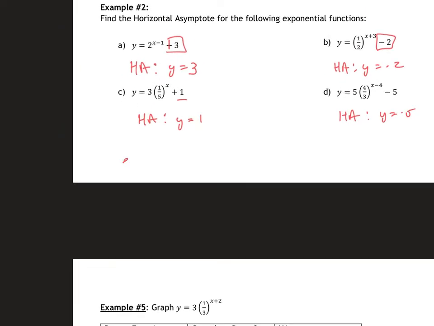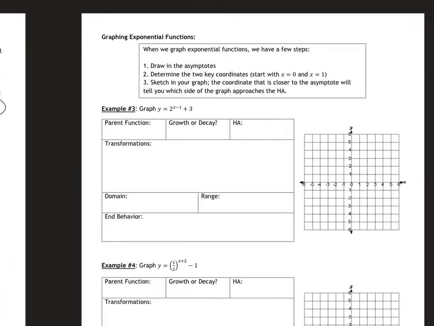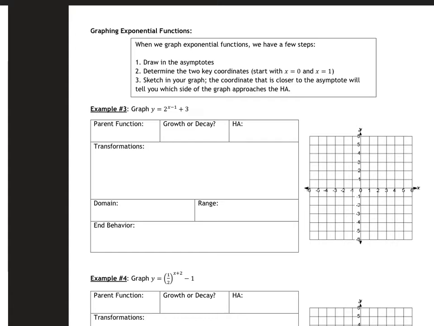Now, if I add another one in here really quick, if I say y is equal to 2 to the x plus 4, I'm not adding anything. So my horizontal asymptote is going to be y equals 0 here. In a sense, I'm adding a 0 here, so my horizontal asymptote is still going to be 0. All right, so that's some background information. Now let's look at graphing exponential functions.